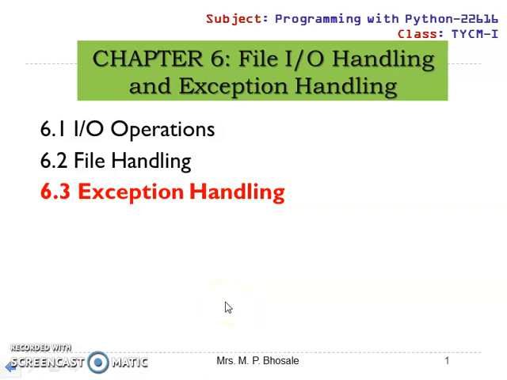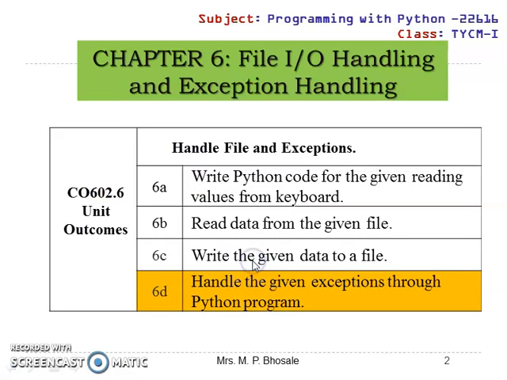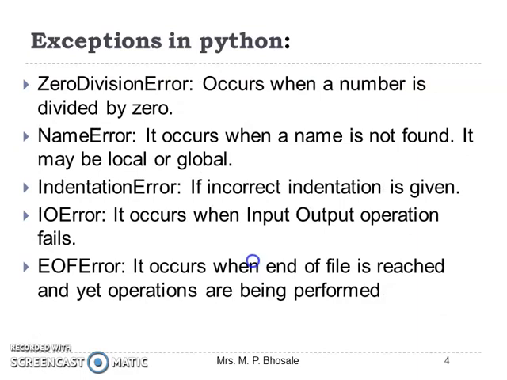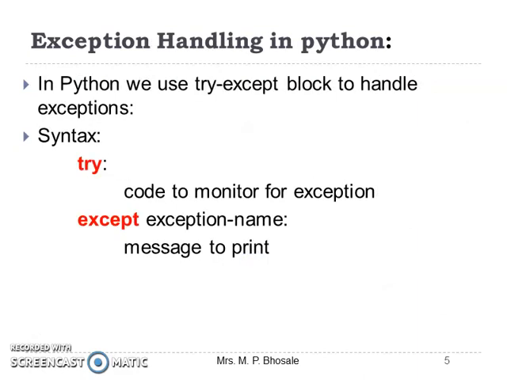Hello all, this is the second part of exception handling in Python programming language. In the last lecture, we started this topic and saw various aspects of exception handling in Python. First of all, we saw the use of try and except block for exception handling in Python programming language.